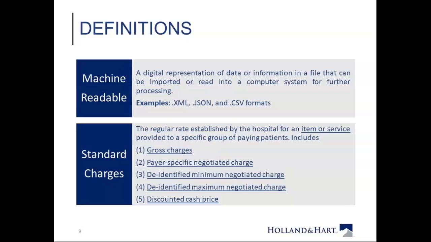Important to note with that is that it also has to include the specific payer, the name of the specific payer, and the plan that that's associated with. As far as number 3, the identified minimum negotiated charge, and number 4, the de-identified maximum negotiated charge, it's basically you're going to be looking at a range. What's the lowest charge that the hospital's negotiated with that third-party payer, and what's the highest charge that they've negotiated with all of their third-party payers?